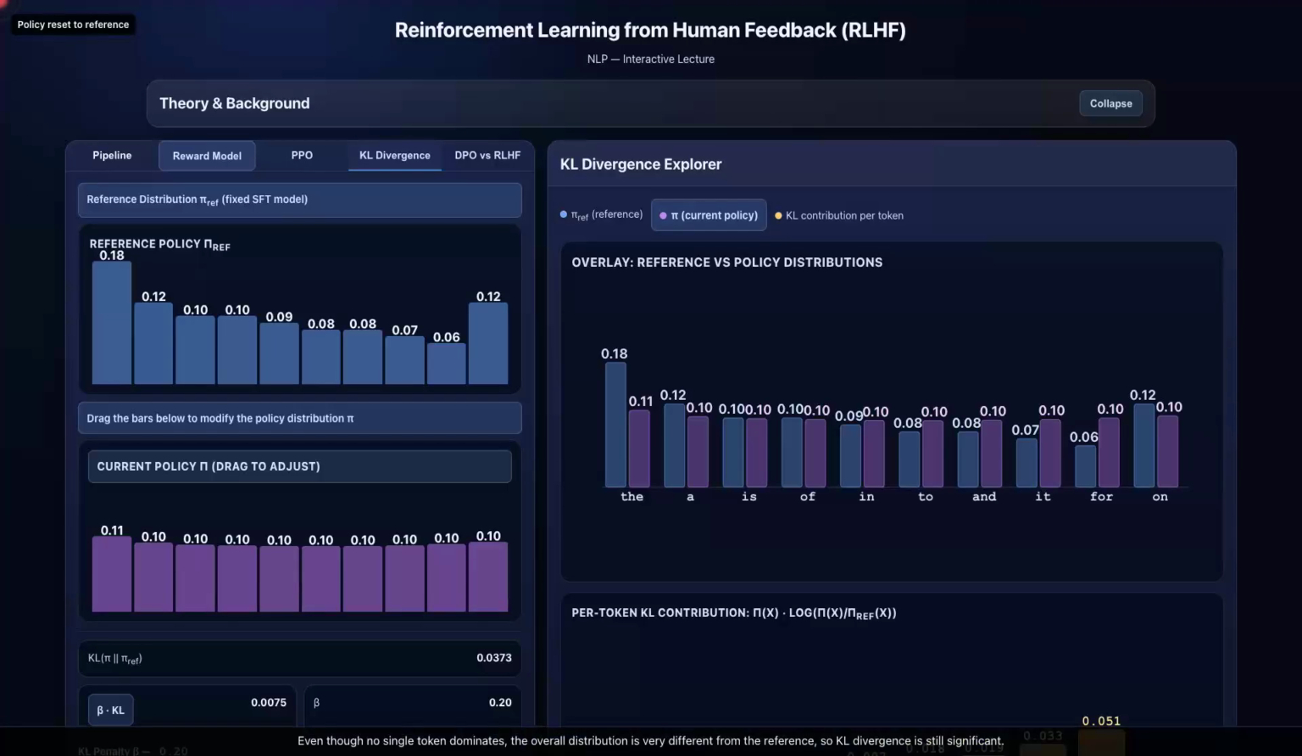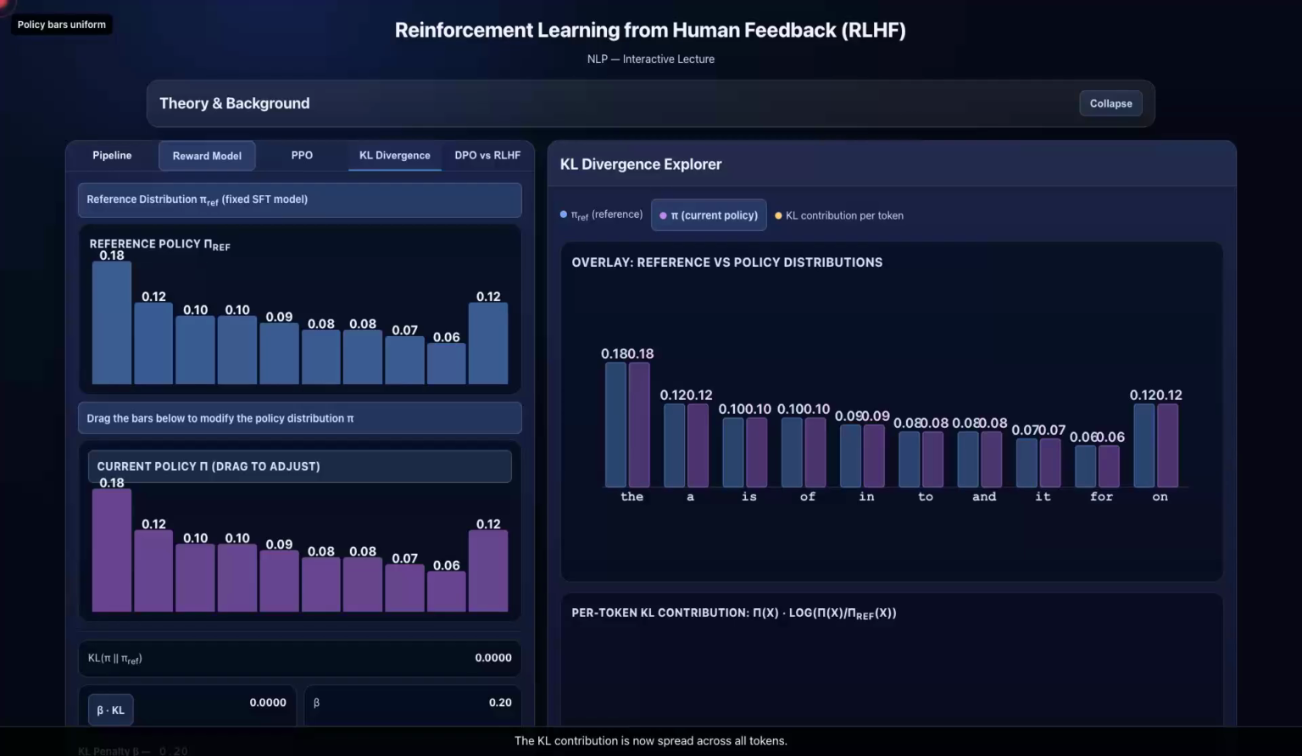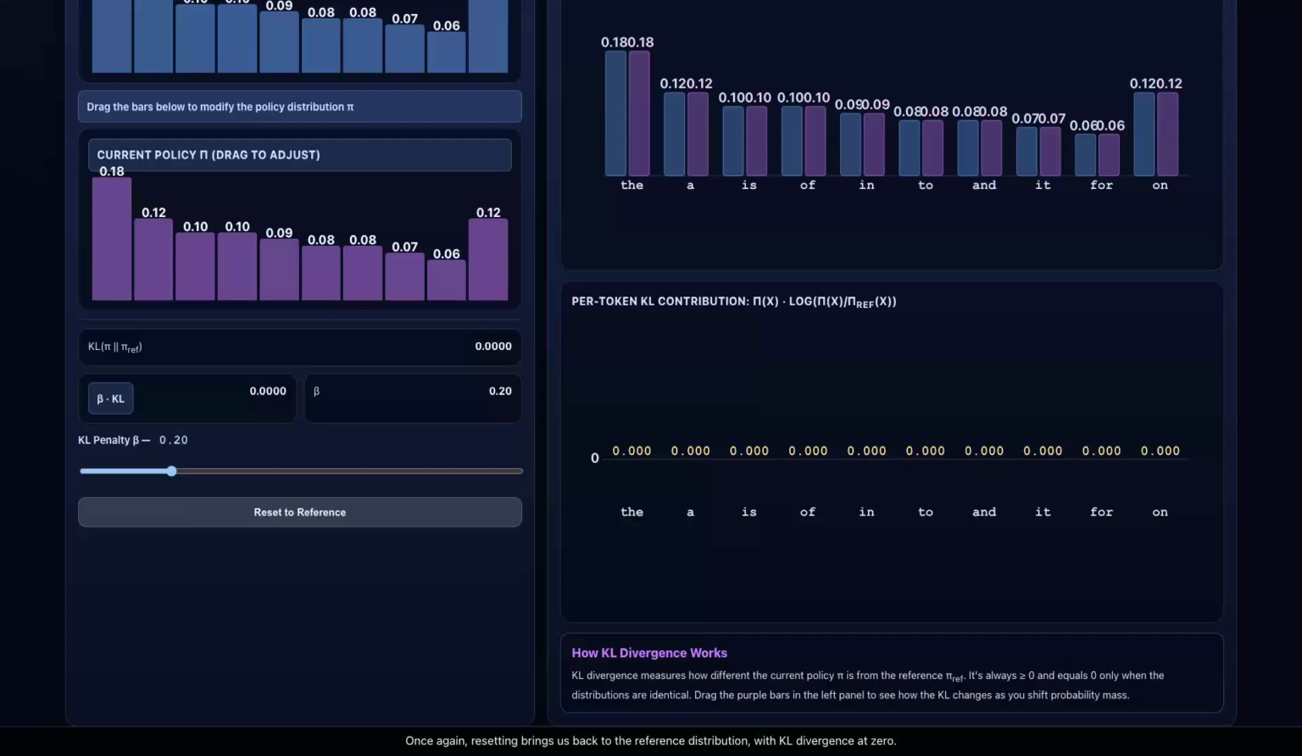Even though no single token dominates, the overall distribution is very different from the reference, so KL divergence is still significant. KL contribution is now spread across all tokens. This demonstrates that KL divergence captures the overall difference between distributions, not just changes to individual tokens. Once again, resetting brings us back to the reference distribution with KL divergence at 0.